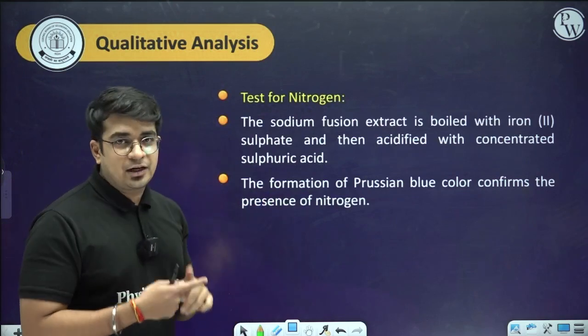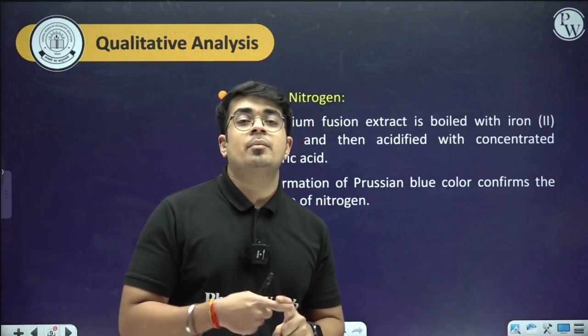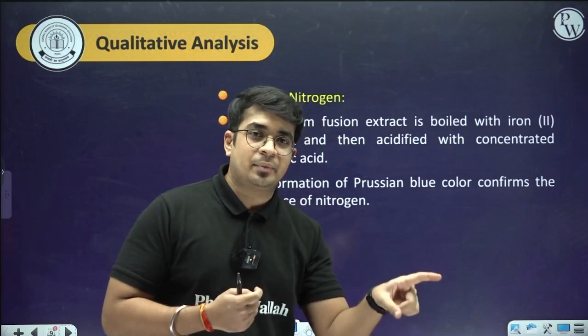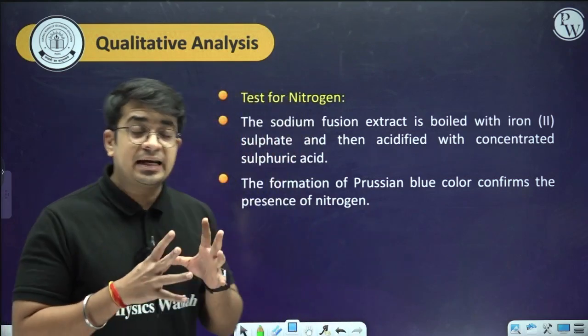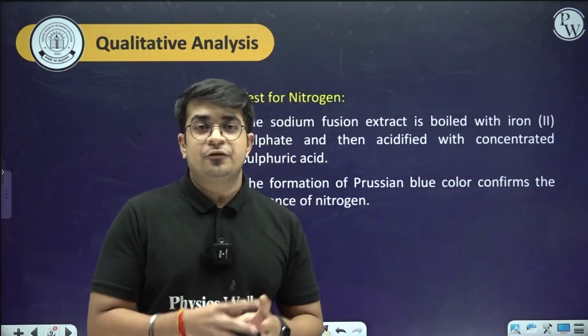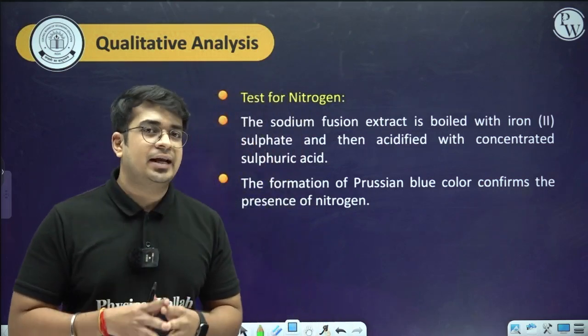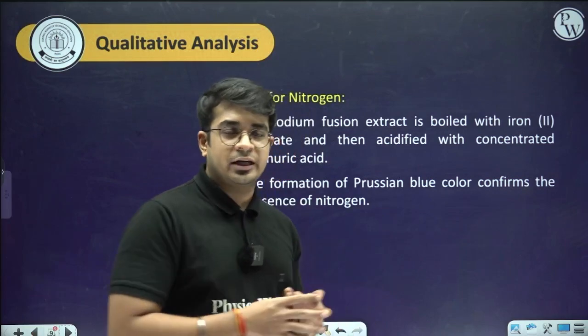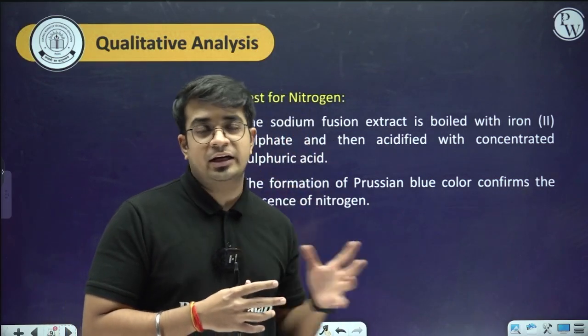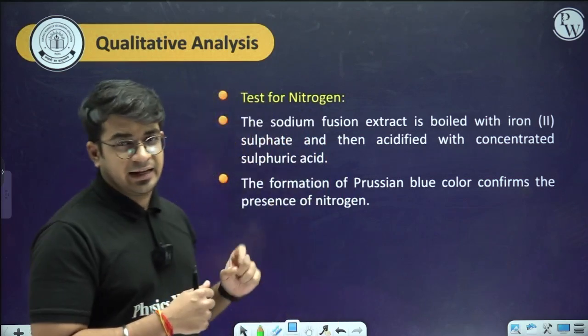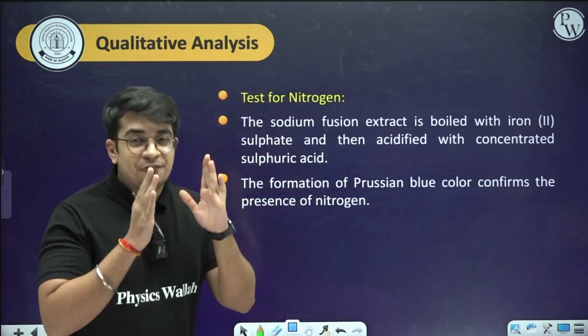Always remember, if nitrogen is present, definitely it's going to combine with carbon to convert the entire part into cyanide ion. So you have to detect the presence of a cyanide ion by any means. If you are able to detect the presence of cyanide ion, you can say carbon, which is coming from the organic compound, and nitrogen, which is the heteroatom already present in the organic compound, can be easily detected. And the test for that part is very, very easy.